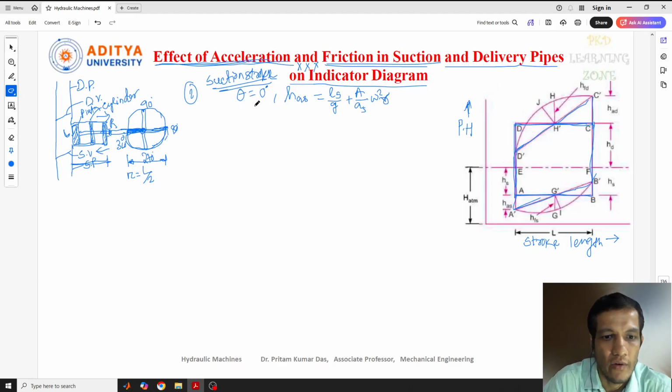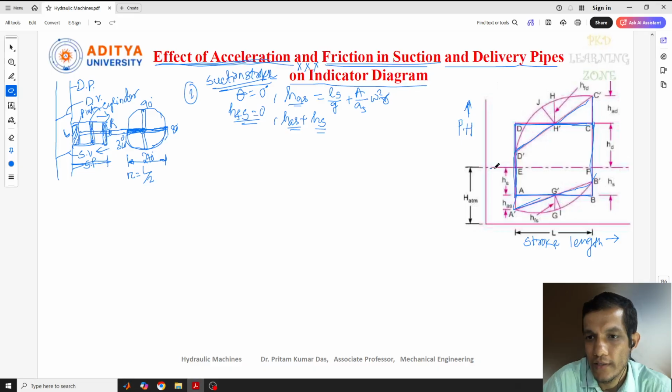If this is the condition theta equal to 0, then we'll get HFS also. So this is the equation. Now for the pressure head, at this point our HFS equal to 0. At the suction stroke, theta equal to 0, this is the value, and HFS will be 0 here. So the pressure head in the cylinder will be HS plus HAS. That means the pressure head due to the acceleration and the suction head.